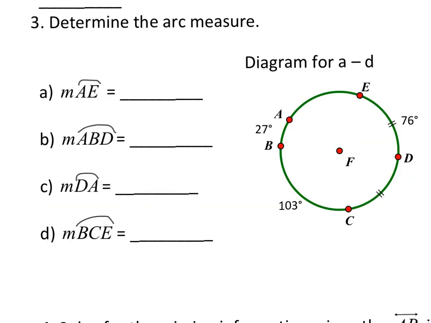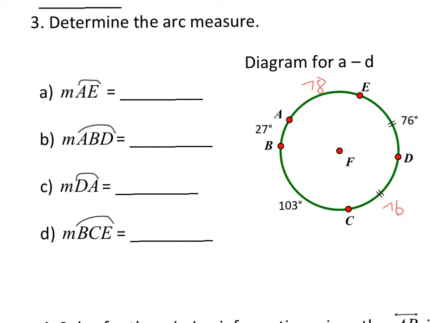Next question, we're determining these arc measures. So marking up the diagram, we have the arc from C to D, so this arc here, is 76. Okay. And since we're only missing one arc from A to E, it's 360 minus that list. So then the arc from A to E has to be 78.